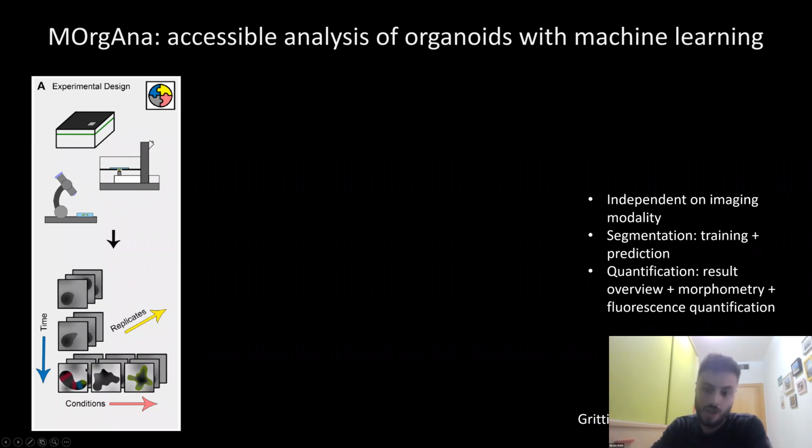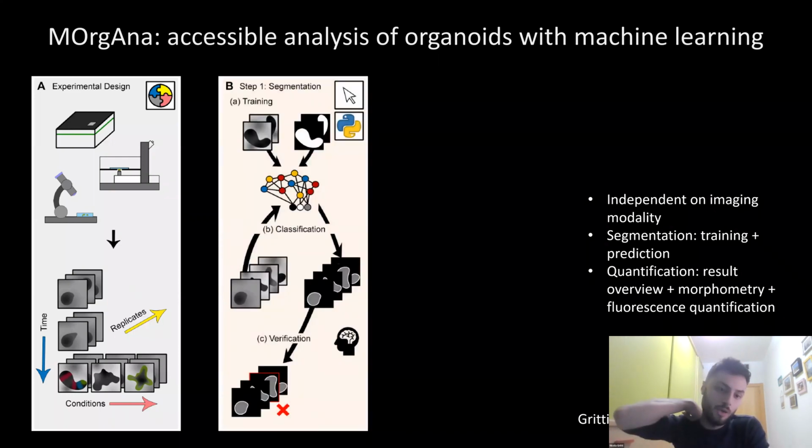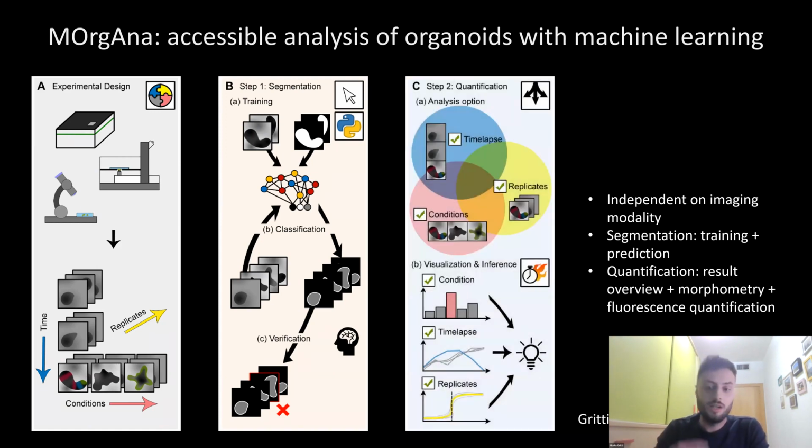so under different conditions. What we developed is a software that naturally guides the users through two main steps. Step one is the segmentation of the images, which is based on a machine learning approach, very simply divided into the training phase of the neural network, the classification of the pixels inside the images, and an important manual verification step to verify the fidelity of the masks generated. Next, these masks are then used to perform quantification, which is based on the experimental design, which, as I just mentioned, can be time-lapse, conditions, or replicates. And so the data can be visualized in the proper format depending on the design of the experiment.